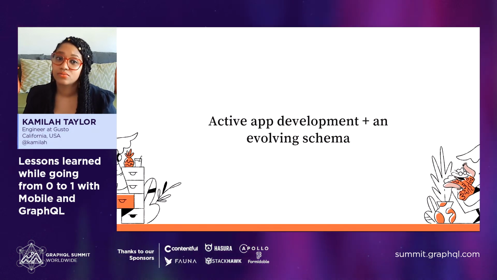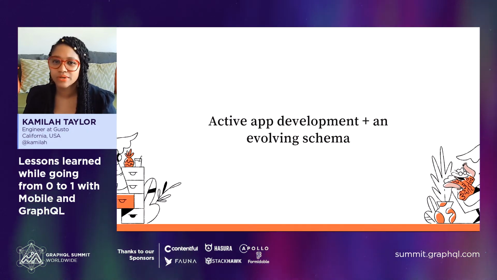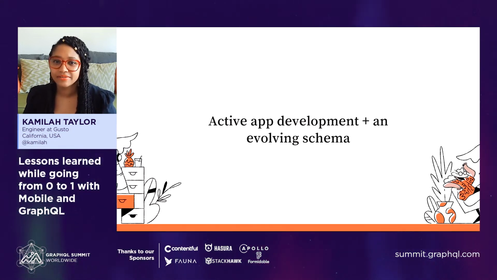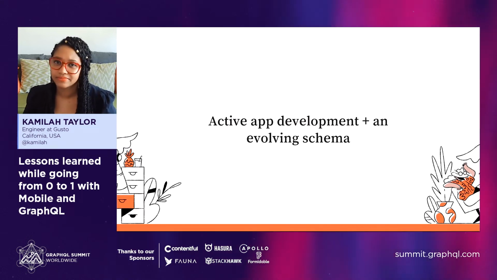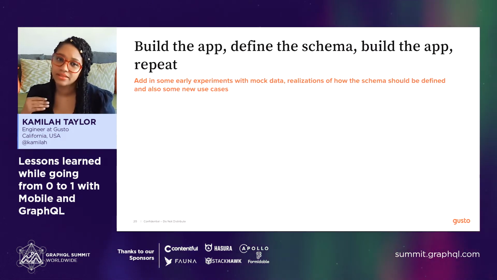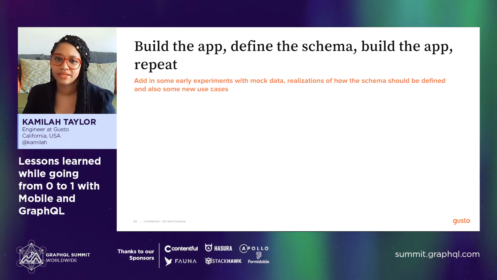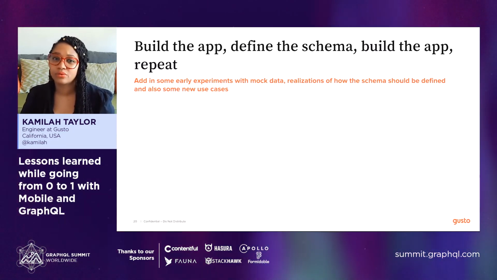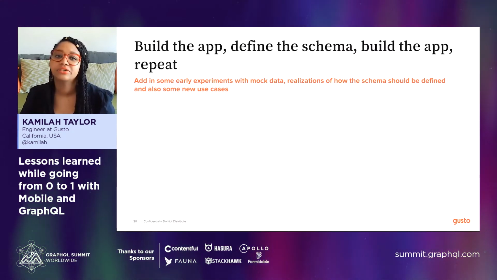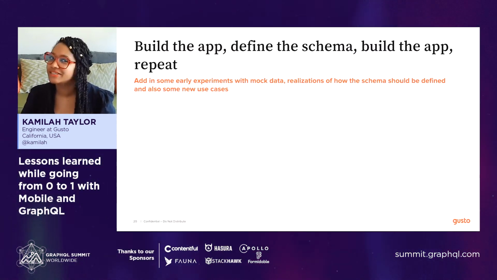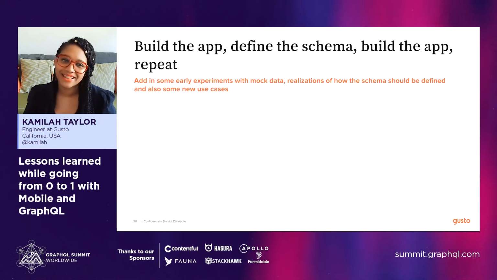Our next hurdle was something we really only experienced once we were some months into development. And that was what it meant to have active app development with an evolving schema. Our life became build the app, define the schema, build the app, repeat, etc. Add in some early experiments with mock data while we were waiting on standing up the schema and some realizations of how the schema should have been defined, and then throw in some new use cases and business requirements just for fun. Then you get this.